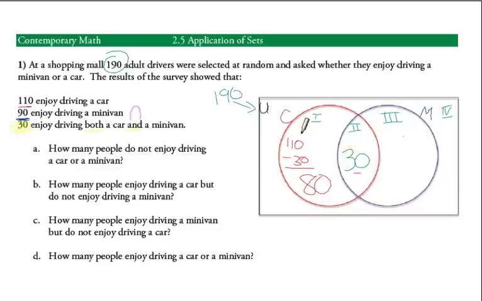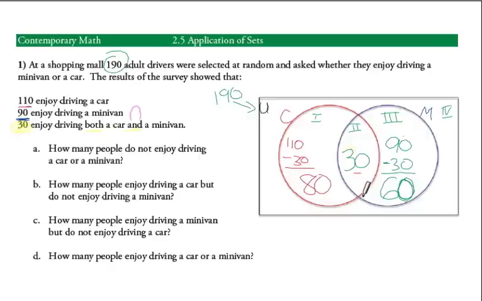So go ahead and find region 3 on your own. Give you a couple seconds here. Well, we have 90 that enjoy driving a minivan in this circle, and we already had 30 people accounted for, so we're going to subtract 30. And so 60 people belong in region 3. So 80, 30, and 60.